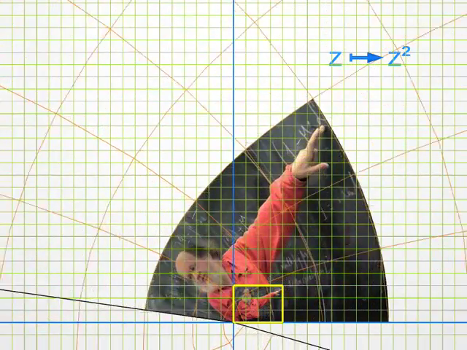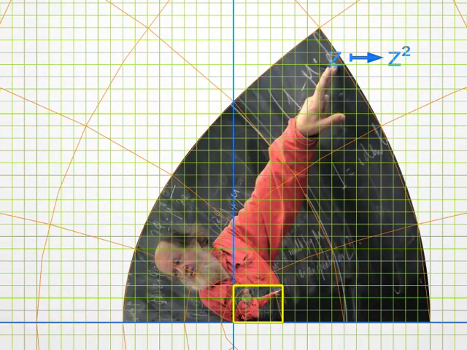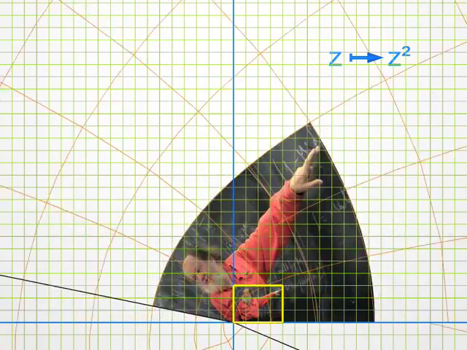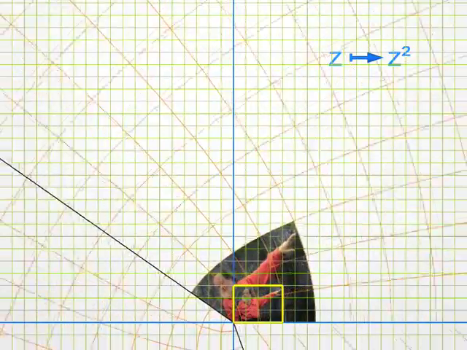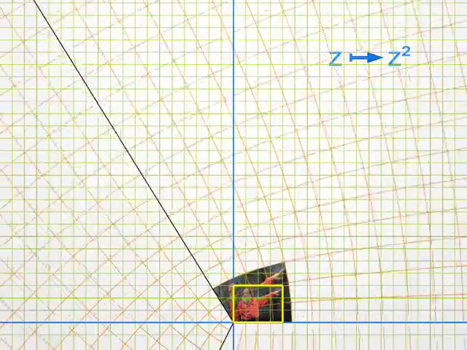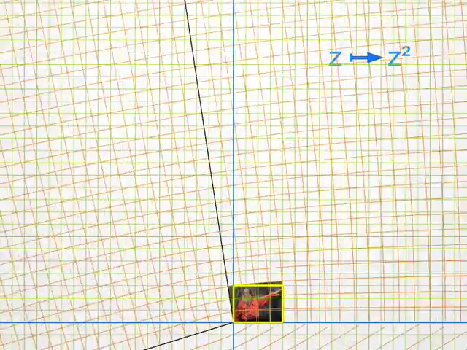Notice that the argument of Z squared is twice the argument of Z, so that the right angle on the lower left of the photo is doubled under the transformation. It has turned into a 180-degree angle. Let me place the photo somewhere else and let's look again at the same transformation Z squared.